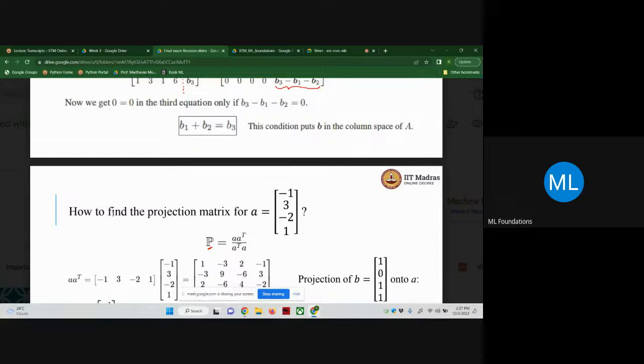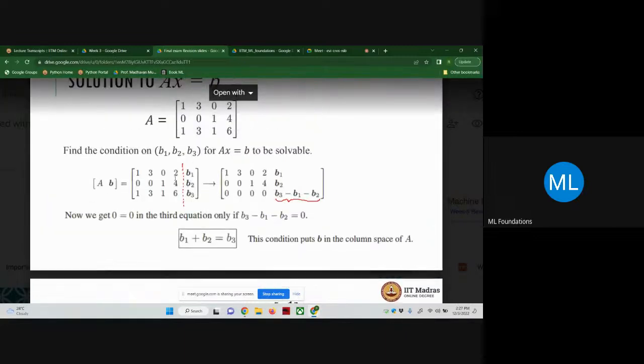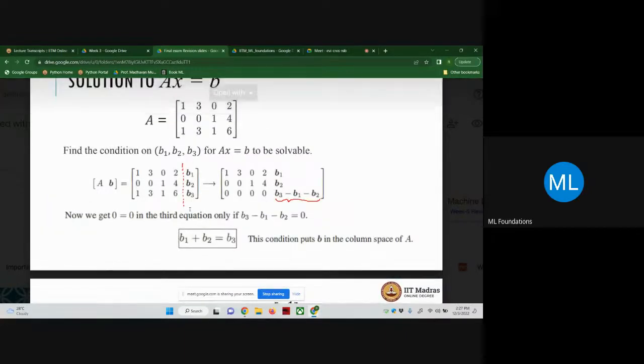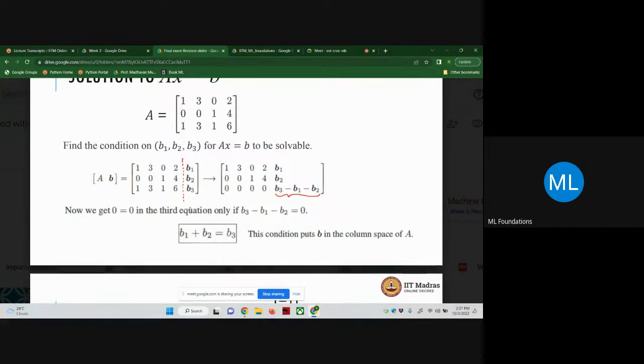Is this clear? We will be getting multiple solutions here, because the unknowns are 4, but the equations are only 3. And even in those equations, we got one row that became entirely zeros.